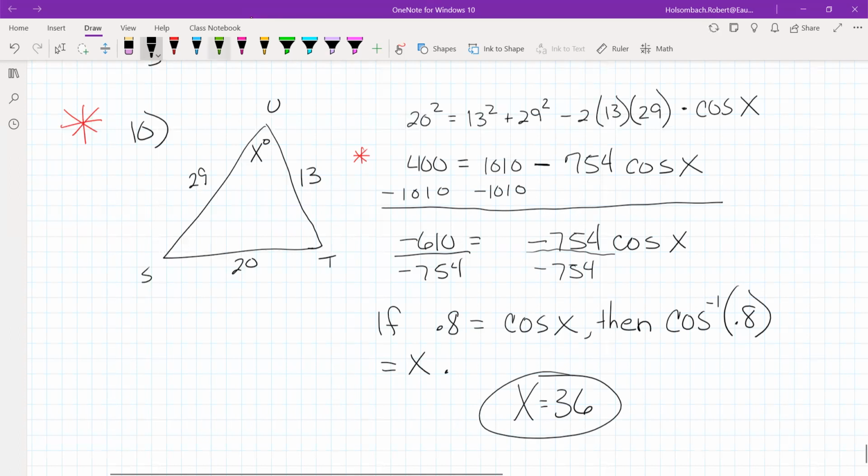All right. This right here is where the biggest mistake is made in this problem. People forget about that negative sign or that minus sign when they drop down the 754 cosine X. Okay? That's got to stay. And you don't subtract the 754 from the 1010. All right? You subtract the 1010 from each side. Make sure you got that highlighted and you understand that. All right? And with that, that completes your study guide for quiz number 10.